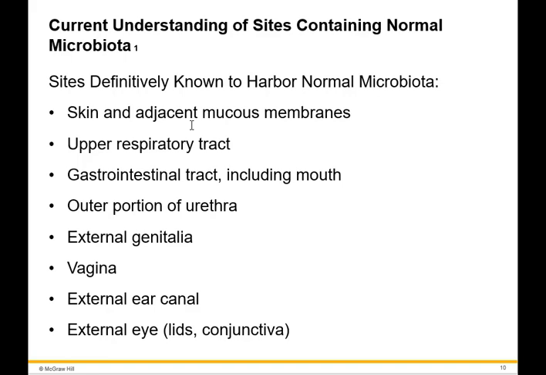So the one thing that they all have in common, if you were thinking about that question, the answer would be that they all have some connection to the outside, and there's an orifice allowing the microbes to get into these internal spaces. It's like the portal.